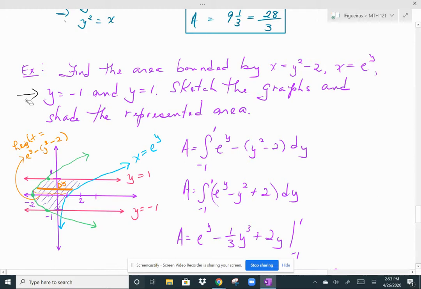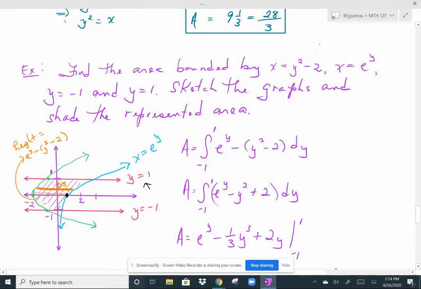So first let's sketch the graph. My 2 horizontal lines are here in this dark pink color, y equal to -1 and y equal to 1. Okay, x equal to e to the y. Remember, if I have x equal to e to the y and I took the natural log of both sides, you would get ln of x equal to y. So x equal to e to the y is actually your ln of x function, which is this curve here in blue. Remember, it goes through the point (1, 0). Its domain is all positive real numbers. The closer you get to 0, it goes to -infinity. So that's your curve for x equal to e to the y.